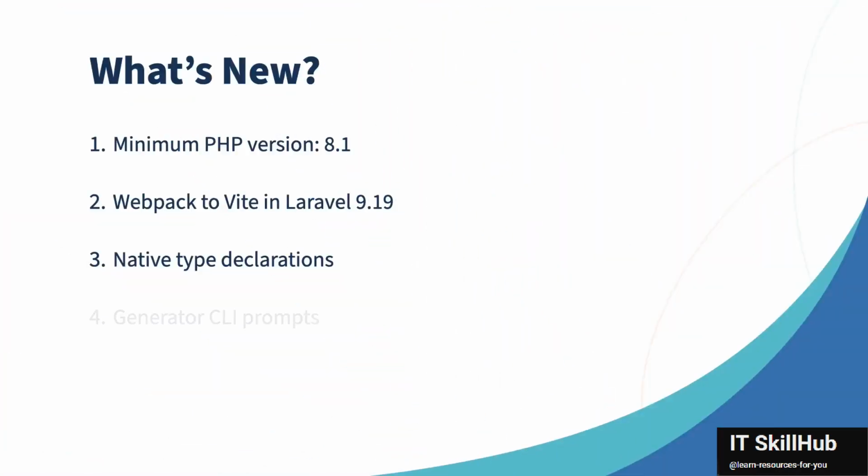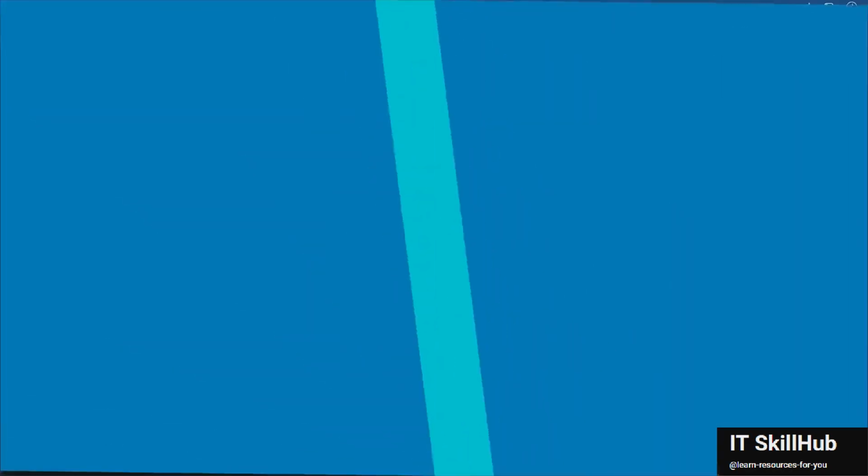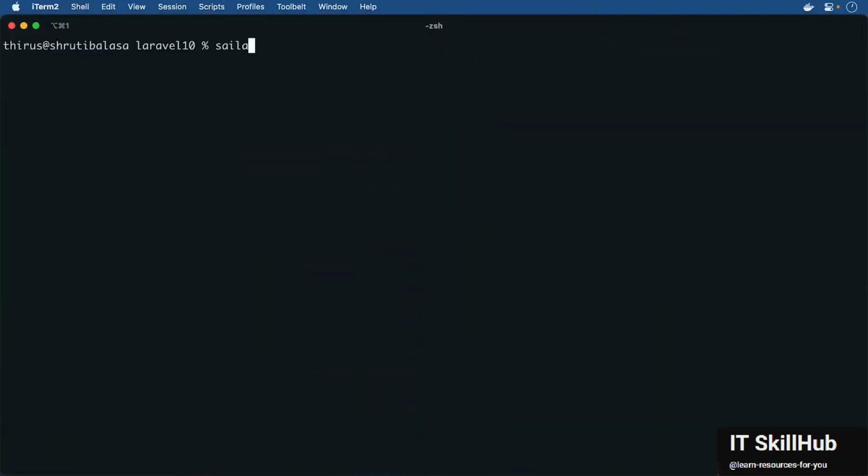Another useful feature in Laravel 10 is the generator CLI prompts. Let me show you in the terminal. To create a controller, we use the command sail artisan make:controller, followed by the name of the controller, for example, UserController, and then if we need a resource controller, we use the --resource flag. But now, version 10 onwards, you can simply say make:controller, and let's see what happens.